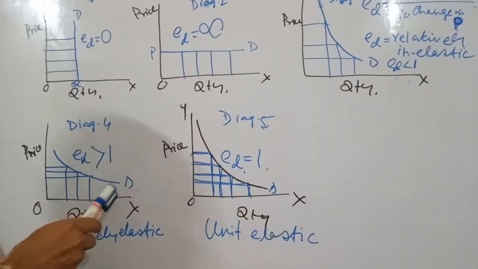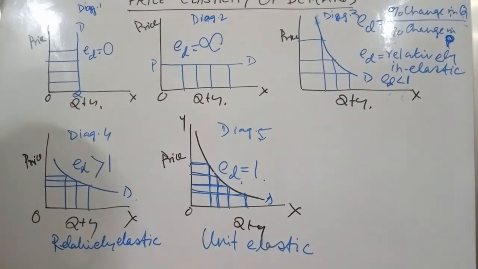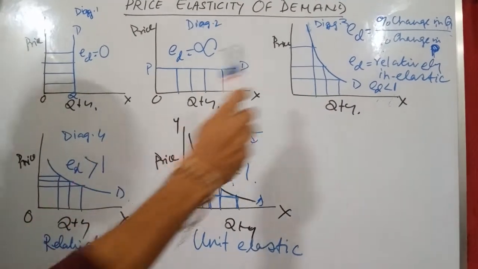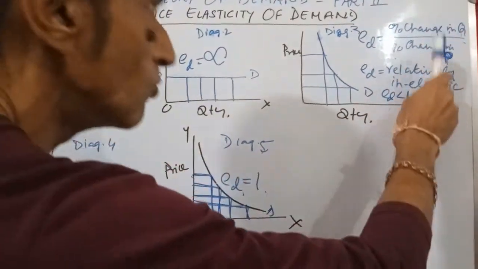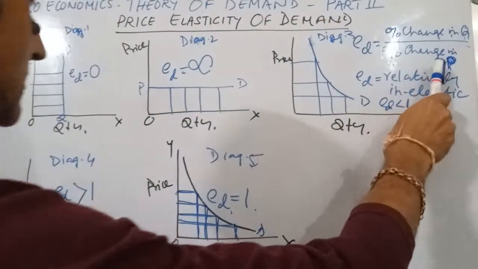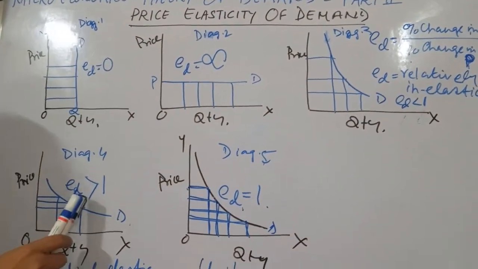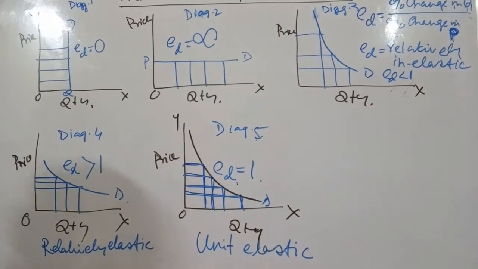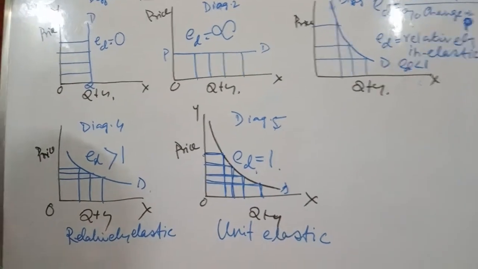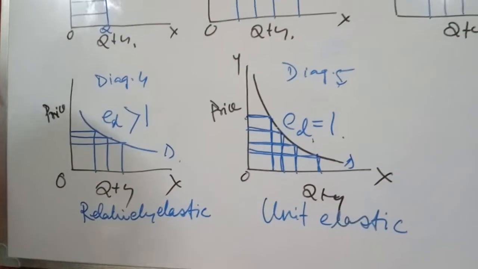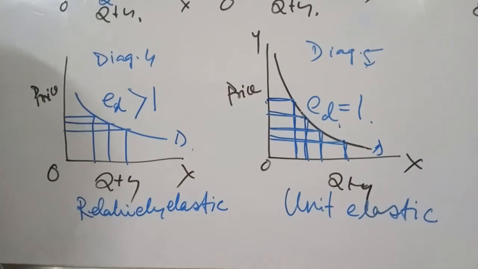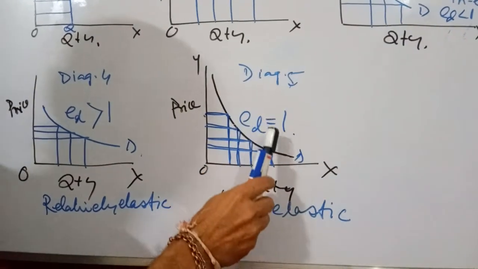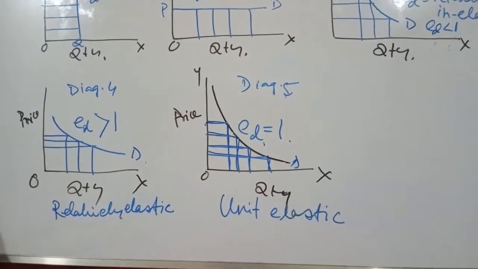In this type of demand curve, that is a flatter demand curve, price elasticity is relatively elastic, that is greater than 1, that is proportionate change in quantity demanded is more than proportionate change in price or percentage change in price. So the price elasticity is greater than 1. And in case of the demand curve, the shape of which is rectangular hyperbola, the proportionate change in Q is exactly equal to the proportionate change in price. So the price elasticity is equal to 1. Correct?